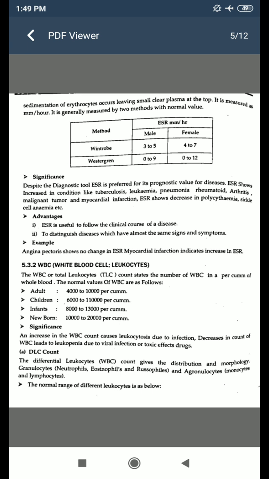Advantages. First is ESR is useful to follow the clinical course of the disease and to distinguish diseases which have almost the same signs and symptoms. Example, angina pectoris shows no change in the ESR. Myocardial infarction indicates an increase in the ESR. Okay. Now I will start the next point in today's lecture.